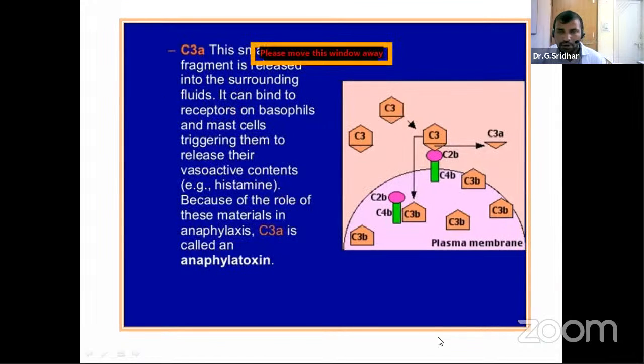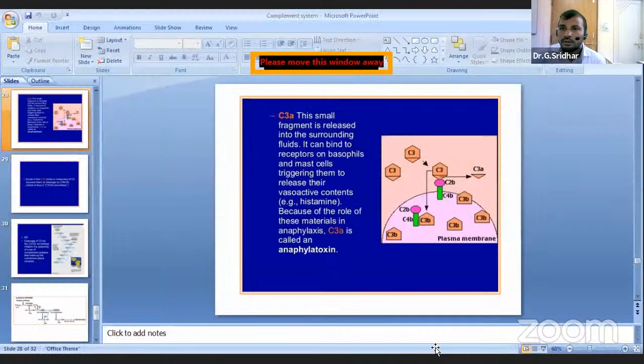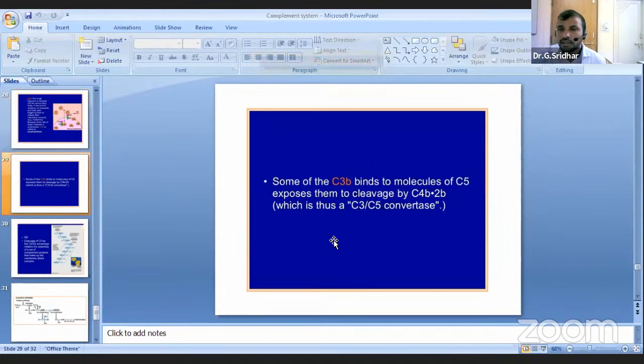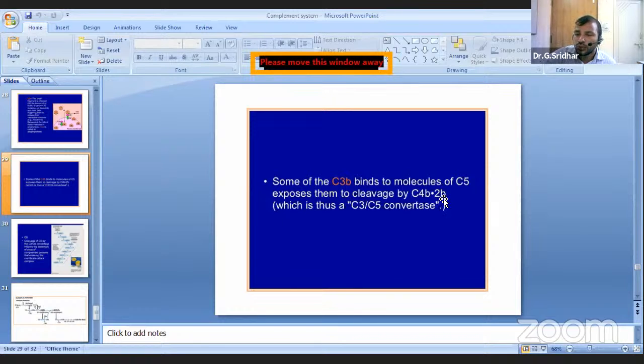Then the C3a fragment released into the surrounding fluids can bind to receptors on basophils and mast cells, triggering them to release their vasoactive components like histamine. Because of the role of these materials in anaphylaxis, C3a is called an anaphylatoxin. Then some of the C3b binds to molecules of C5, exposing them to cleavage by C4b2b and 3b.